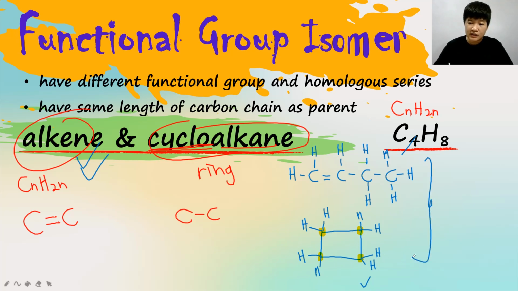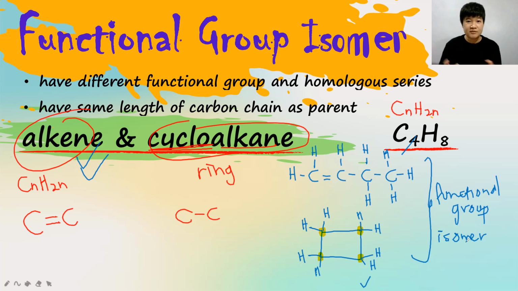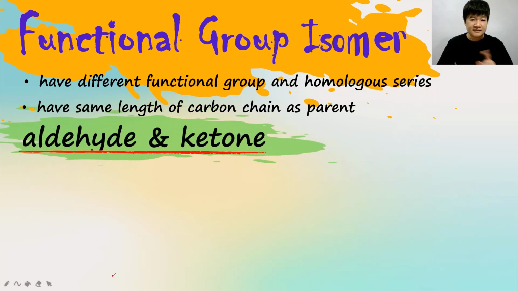And these 2 are what we call functional group isomer. And this functional group isomer is a pair of isomer between alkene and also cycloalkane. Simple? Very simple. Because you are changing from carbon-carbon double bond to a cyclic carbon-carbon single bond. Okay? That is functional group isomer. Changing the functional group or changing the homologous series. Simple.